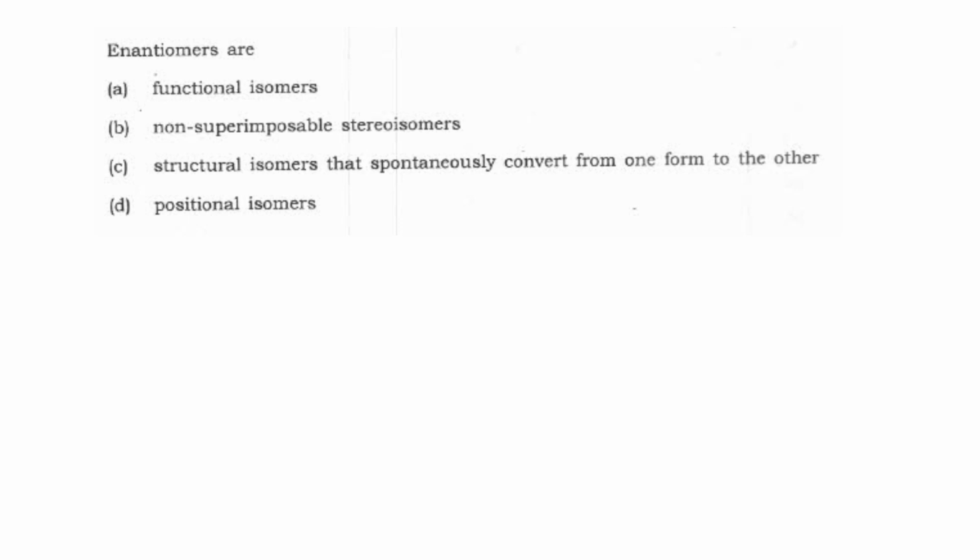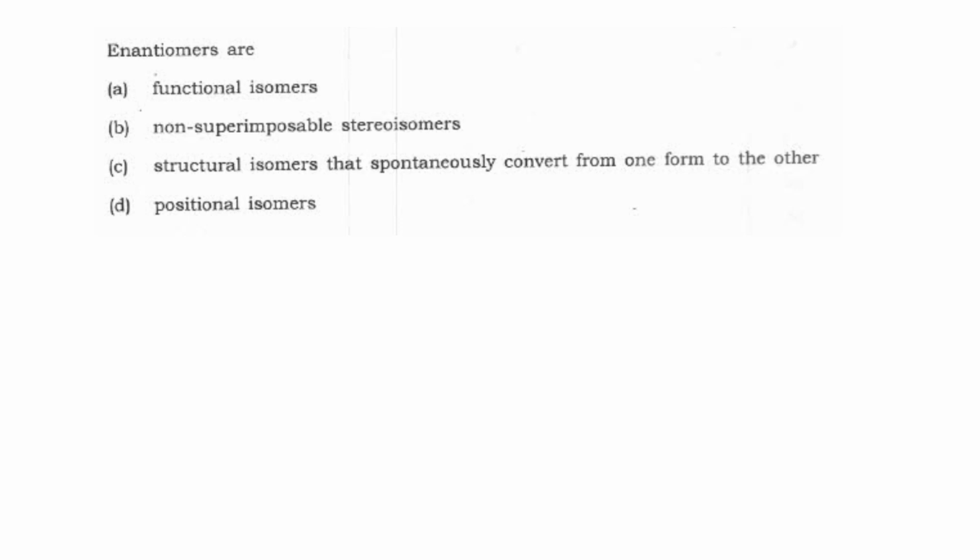The next question is, what are enantiomers? Okay, so the enantiomers are the chiral molecules. We all know what chiral molecules are. When all four valencies of the carbon are occupied by different groups, then that molecule is known as a chiral molecule. So enantiomers are chiral molecules that are mirror images of one another.